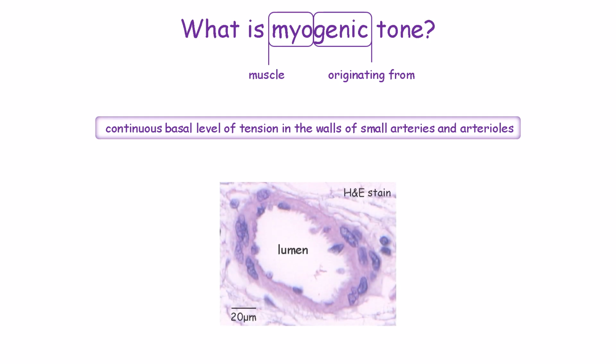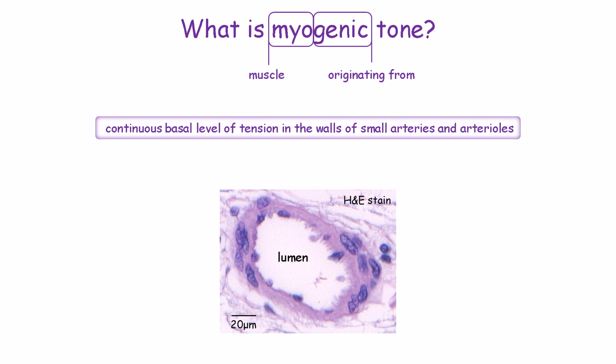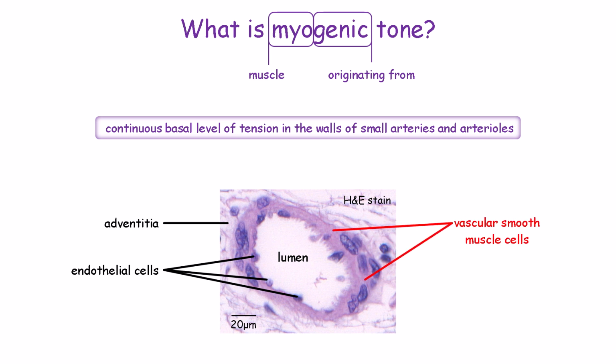This cross-section through an artery has been stained with hematoxylin and eosin, or H&E, to highlight cell nuclei and smooth muscle. Arteries are covered with a layer of connective tissue known as the adventitia. The innermost surface has a continuous layer of endothelial cells, although only their nuclei are seen here. In between the adventitial and endothelial layers is the medial layer made up of concentric rings of vascular smooth muscle cells. When these cells contract, the artery constricts. When the smooth muscle cells relax, the artery dilates.